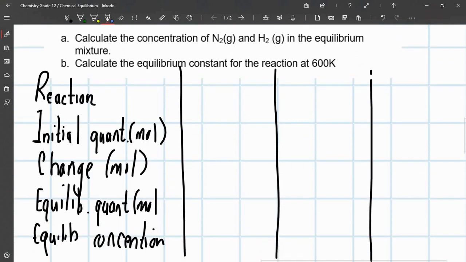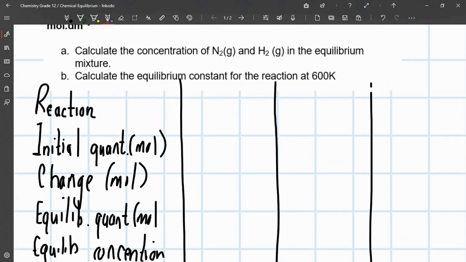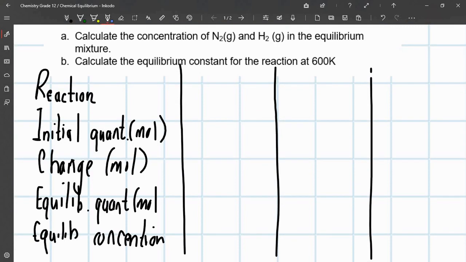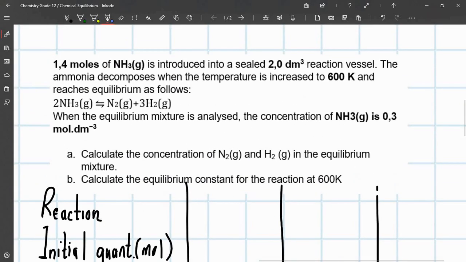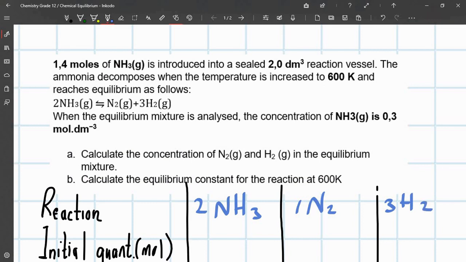So actually the first step would be to write down your RICE table, because it's going to be a long question. You can see they want so many things. So you just write down RICE and you draw up a table. I have already done it, like so. The second step after you've done that is to write out the balanced chemical equation as given. So let's check out the balanced equation. On the reactant side, what do we have? We have 2 ammonias, so it's 2NH3, and we have 1 nitrogen gas and 3 hydrogen gases.